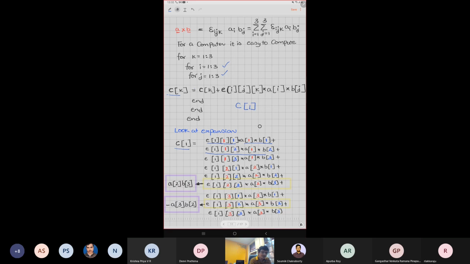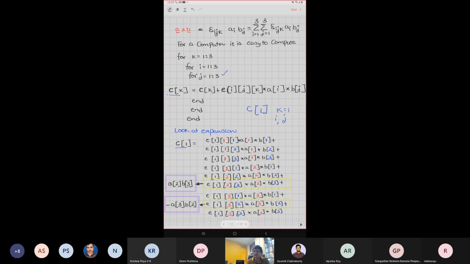If I am going to write it only for C1: E111 A1 B1, E112 A1 B2, E113 A1 B3, E121 A2 B1, plus and so on. It's just a loop. I am going to write it for C1, when k is equal to 1, but i and j are repeated over 1, 2, 3, 1, 2, 3. Now if I really write an expansion, it looks like a big complex structure.